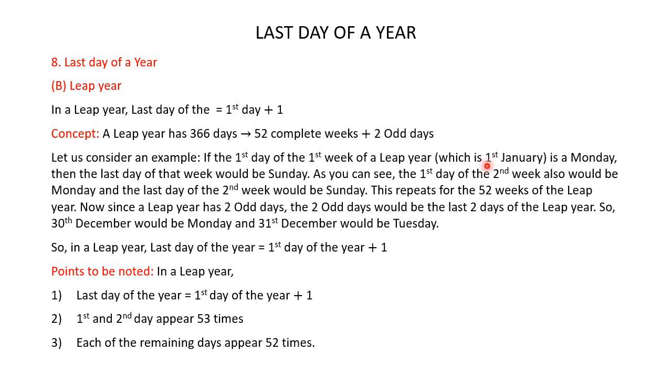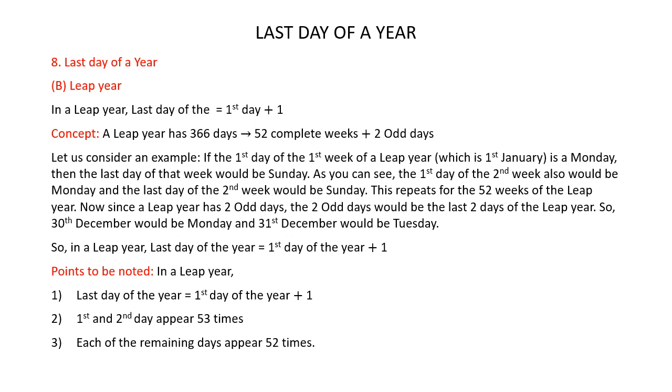Now, observing this example, it's clear that in a leap year, the last day of the year is equal to the first day of the year plus 1. Also, the first and second day appear 53 times. As you can see in this example, the first day is Monday, the second day is Tuesday, and this repeats for 52 weeks. That is, Monday and Tuesday appear 52 times in a leap year.